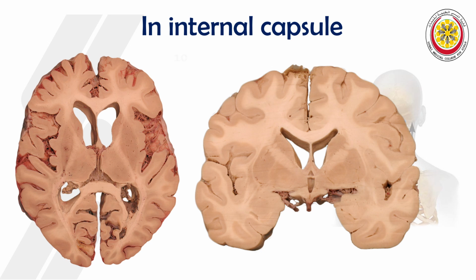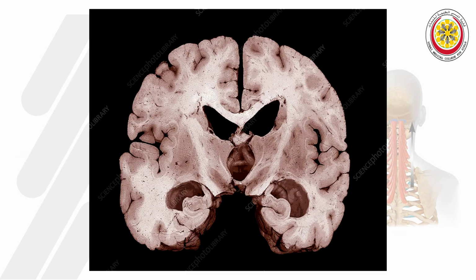In the horizontal section, this is the internal capsule, because it is going down like that, and this is part of the corona radiata. This is the internal capsule. This is the anterior limb, genu, posterior. There it's very clear, corona radiata, and then the internal capsule coming down.